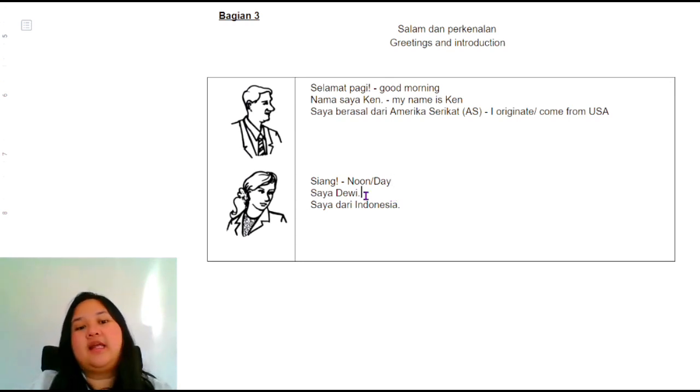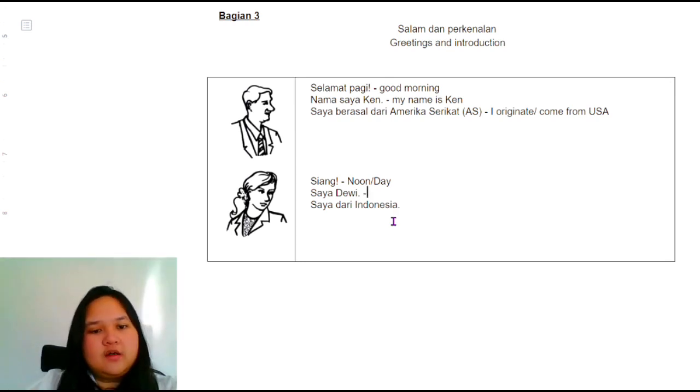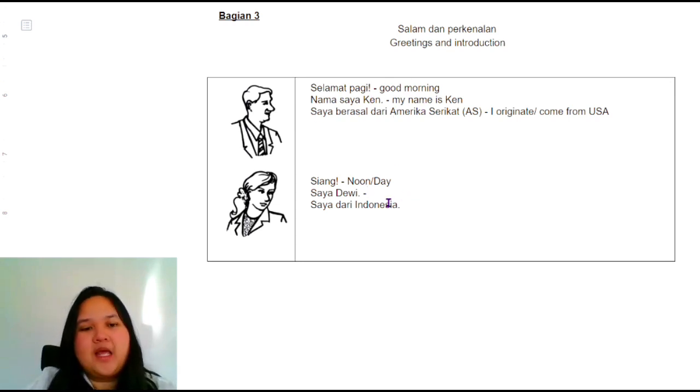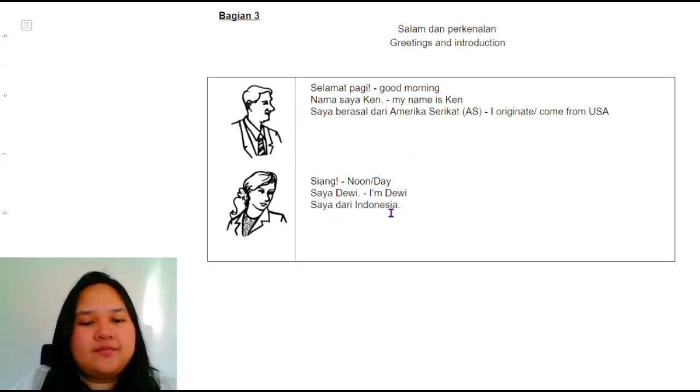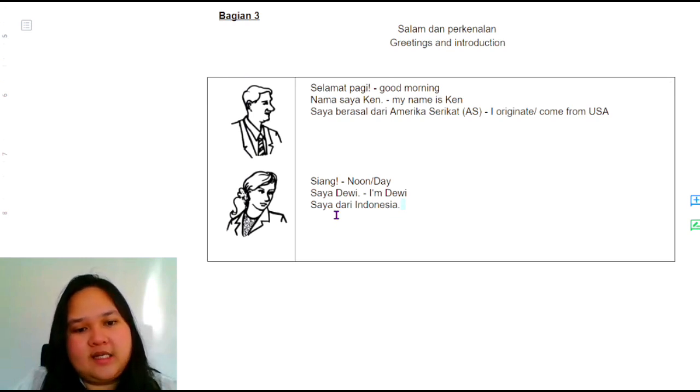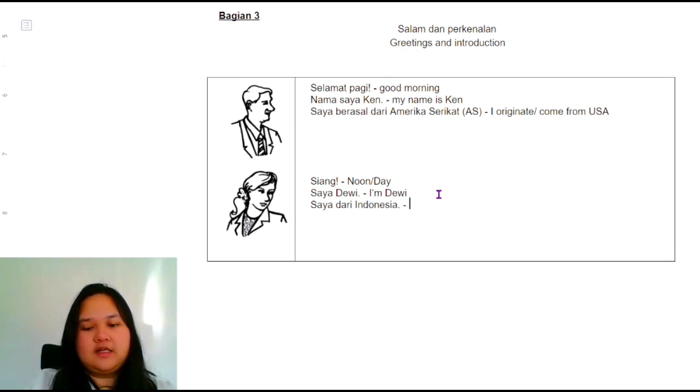Saya Dewi. Here it's shorter, and to be honest, it's so short if we compare with Ken, nama saya Ken. Here saya Dewi. Saya, you already know, it's I. So it's like I Dewi or I am Dewi. I'm Dewi. Saya Dewi. Here saya dari Indonesia. So dari was from. So here you can say I from Indonesia.